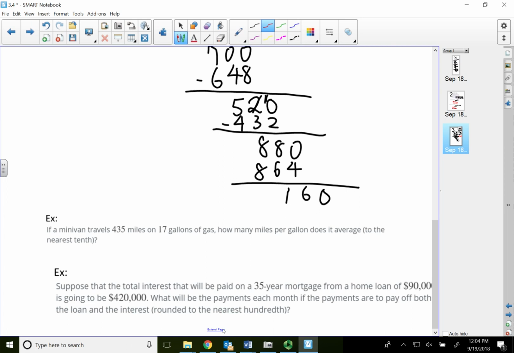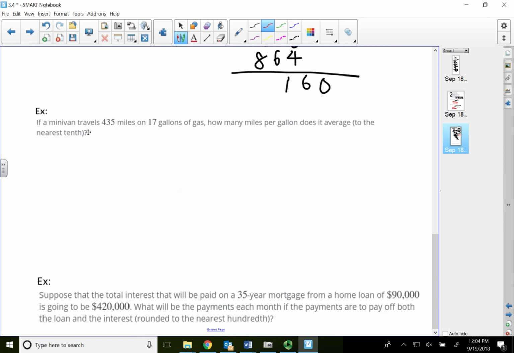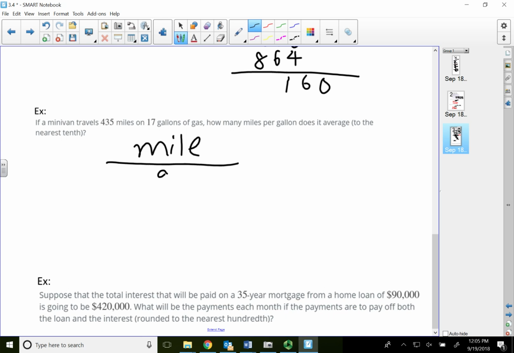All right, let's try another one. If a minivan travels 435 miles on 17 gallons of gas, how many miles per gallon does it have? So this is actually called a rate problem. The question is how many miles for 1 gallon. So gallon is actually the divisor, and miles is actually the dividend. All we have to do is take my miles divided by the 17. That will tell me how many miles for 1 gallon.